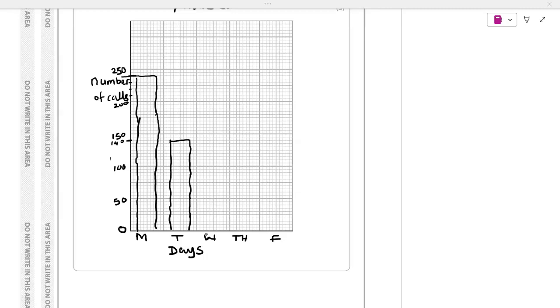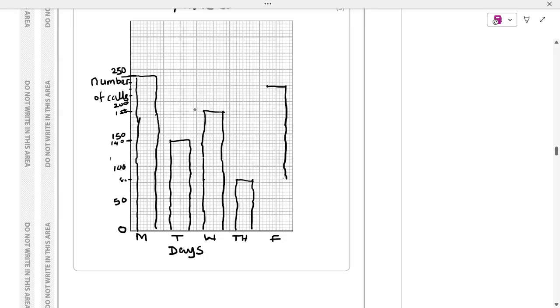So Wednesday is 185. Down and down. So it's very important that you have the same sizes of bars, and between them as well, there should be the same sizes.